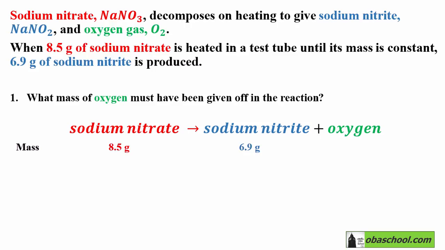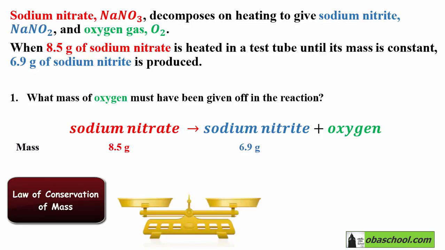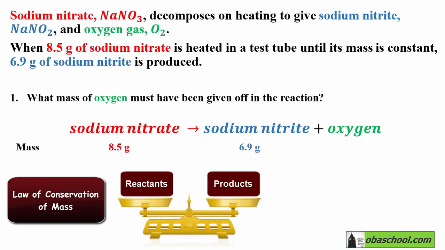In previous lessons, we learned about the law of conservation of mass, which states that the mass of the reactants must be equal to the mass of the products. So the mass of one of the products, which is oxygen, is unknown. Let's call it X. So X is the mass of oxygen gas produced.